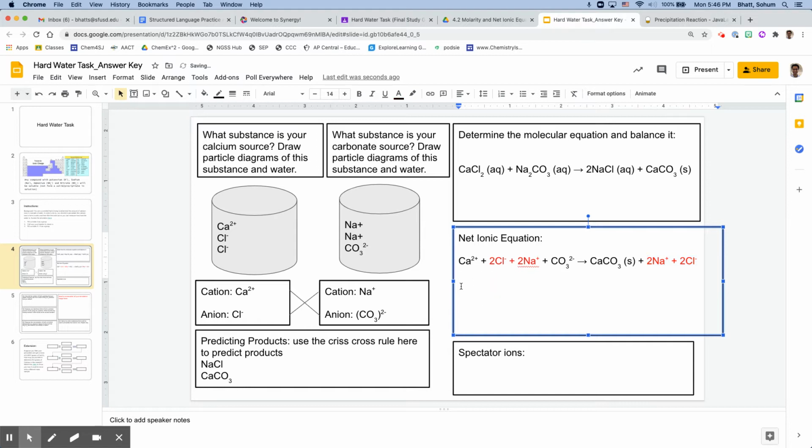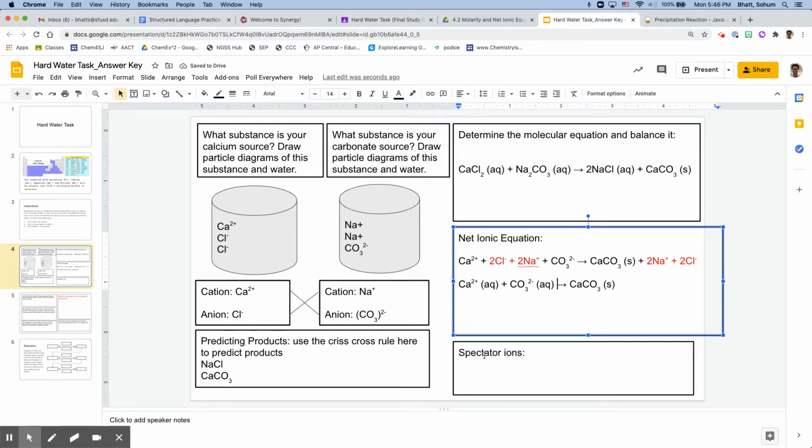And what I'm left with is Ca2+ and CO3 2-, which gives me CaCO3 as a solid. And this becomes my net ionic equation. I can be more specific and write aqueous here, so I'm telling the reader that they're aqueous in solution.